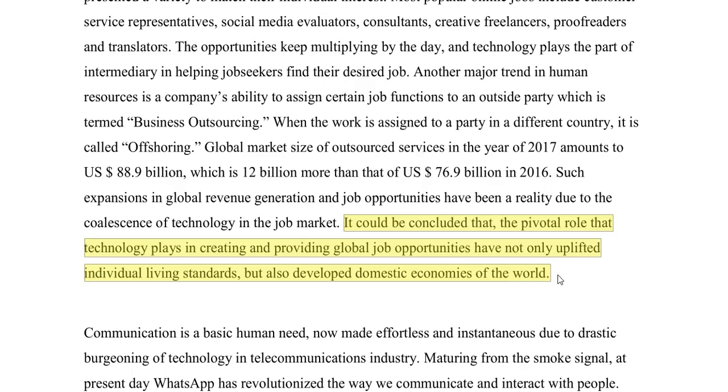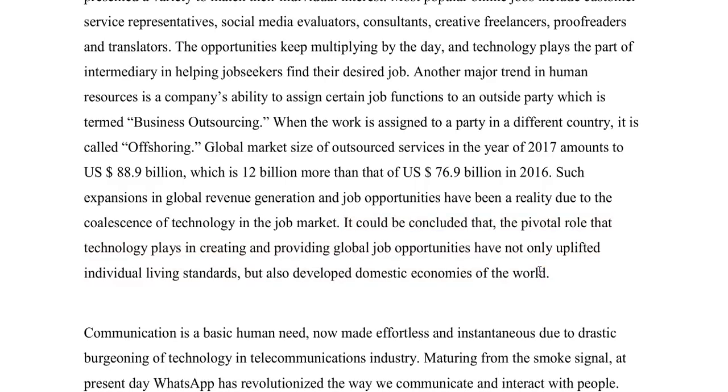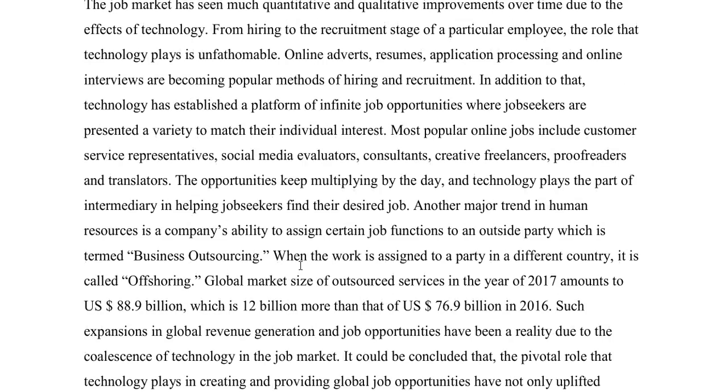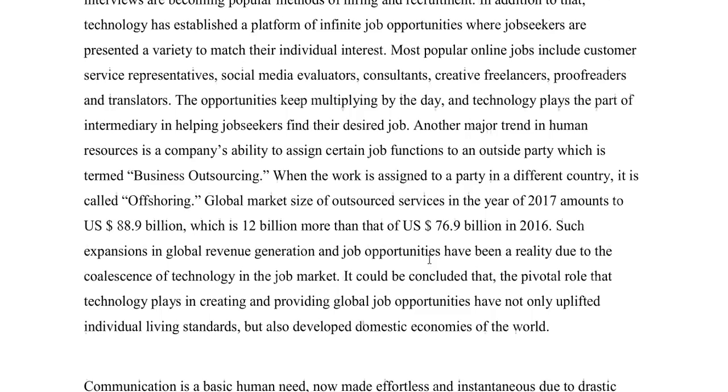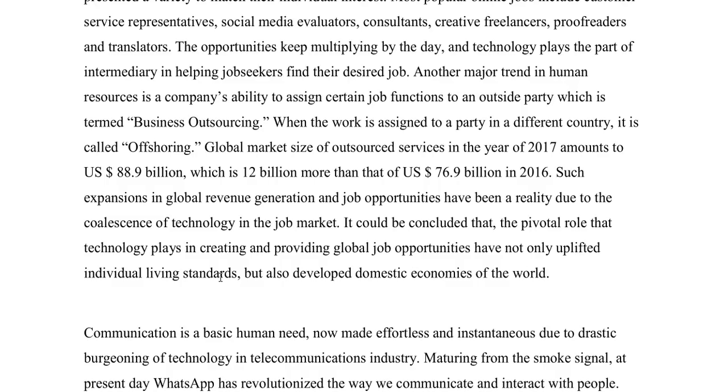In other words, it could be concluded that the pivotal role that technology plays in creating and providing global job opportunities has not only uplifted individual living standards but also developed domestic economies of the world. Okay, now the impact of technology on the job market has not only increased individual living standards but also the standard of the domestic country, because due to business outsourcing, offshoring, foreign currency comes into the country.